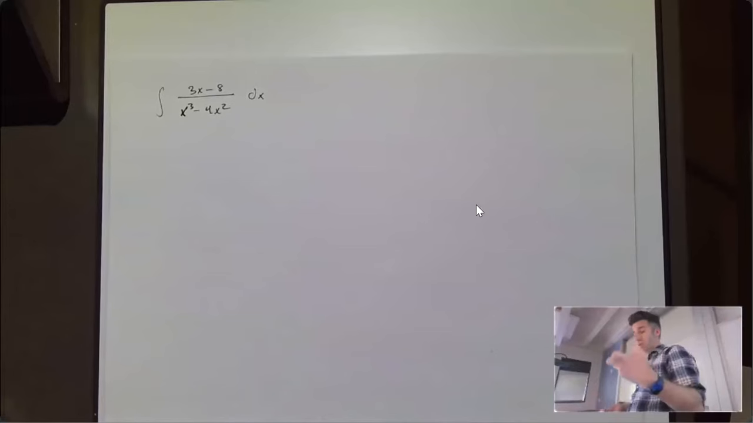But again, for partial fractions, there really have to be 3 things that are true. Can we factor the denominator? Yeah, we can. Is the degree on top less than the degree on the bottom? Yes, definitely. And yes, it's a rational function, right? It's a polynomial divided by another polynomial. So as long as those 3 things are true, we can use partial fractions.